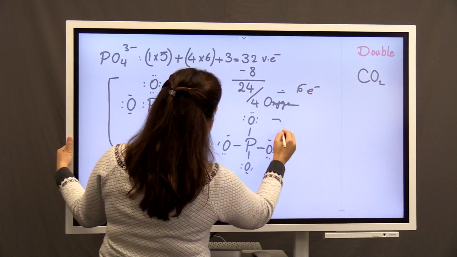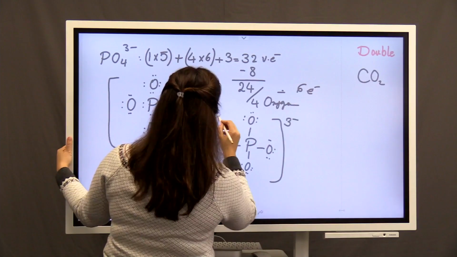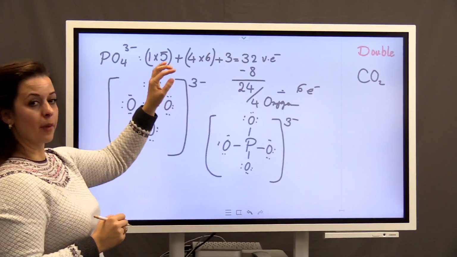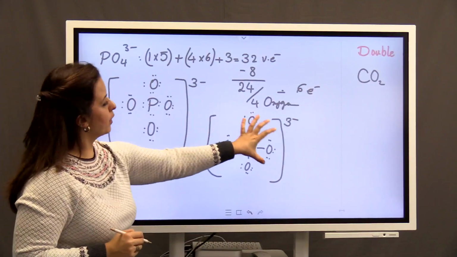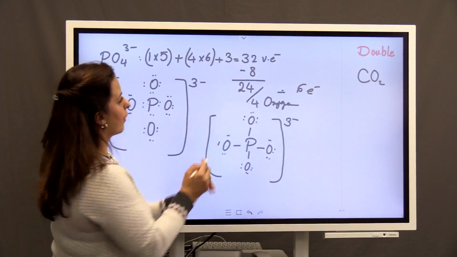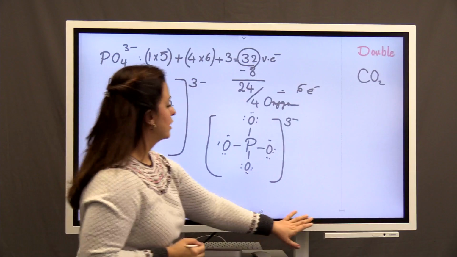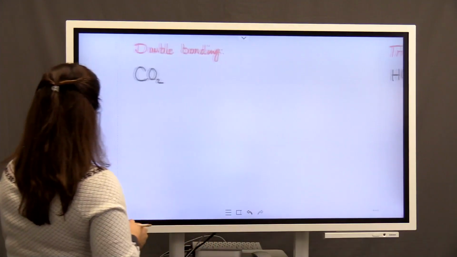And again, show it inside the bracket with the overall charge outside. Then, one more time. In each case, the total number of electrons that you show here must be equal to these valence electrons. Let's move on.